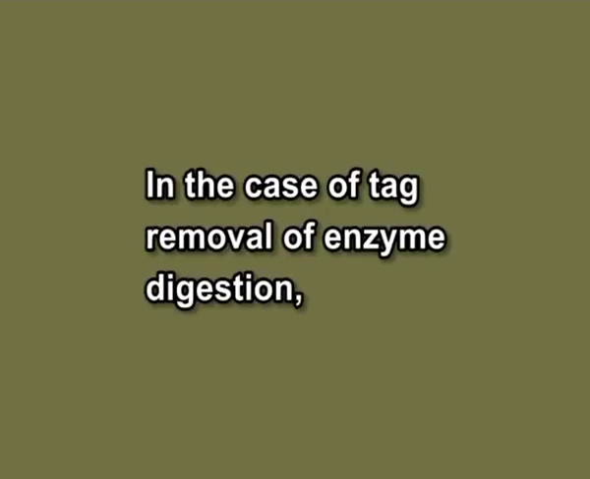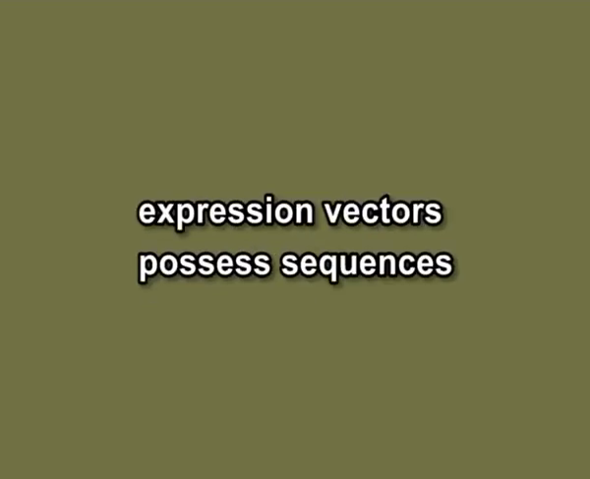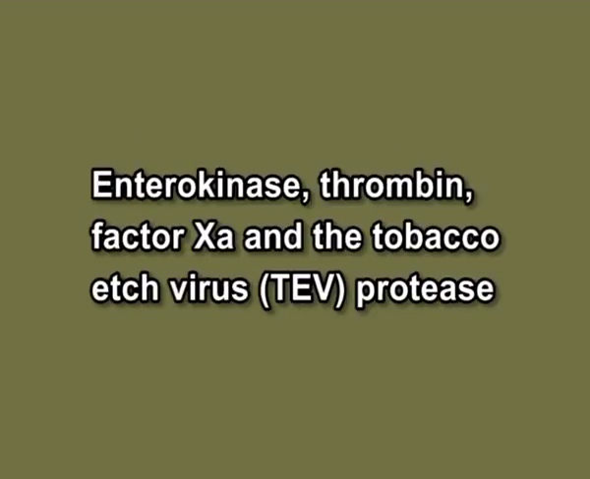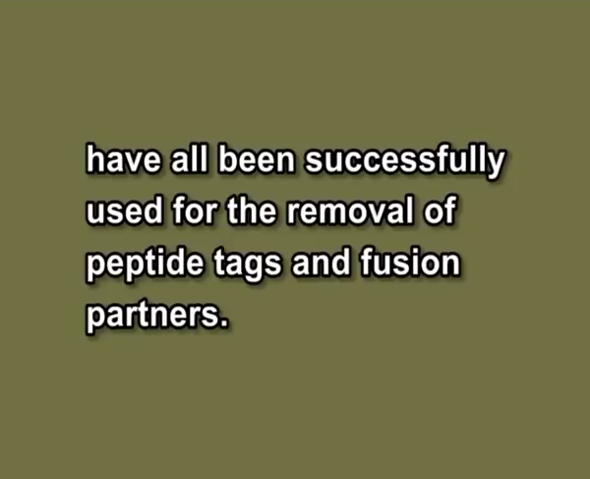In the case of tag removal by enzyme digestion, the expression vector possesses sequences that encode a protease cleavage site downstream of the gene coding for the tag. Enterokinase, thrombin, factor Xa and the tobacco etch virus TEV protease have all been successfully used for removal of peptide tags and fusion partners. As the name implies, in chemical cleavage, the tag is removed by treatment of the fusion protein with a chemical reagent.